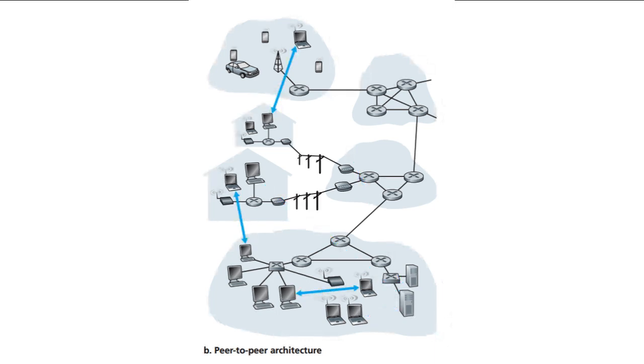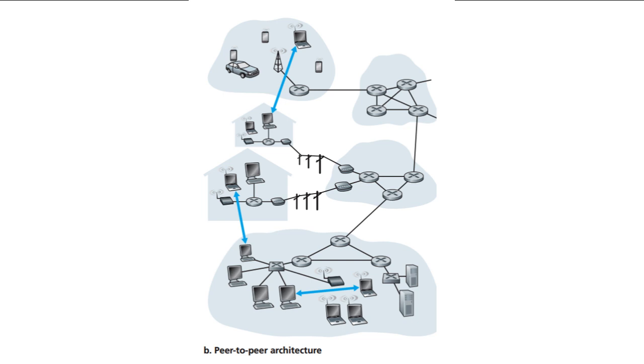Peer-to-peer application. In a P2P architecture, there is minimal reliance on dedicated servers in data centers. Instead, the application exploits direct communication between pairs of intermittently connected hosts called peers. The peers are not owned by the service providers but are instead desktops and laptops controlled by users, with most of the peers residing in homes, universities, and offices. Because the peers communicate without passing through dedicated servers, the architecture is called peer-to-peer.